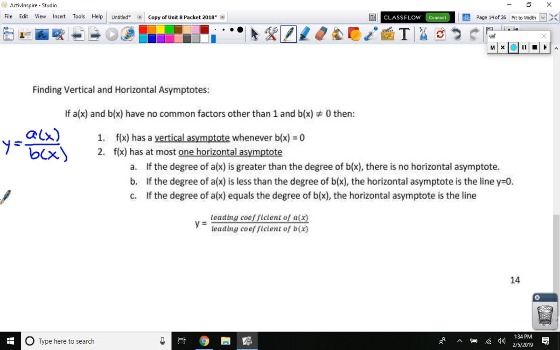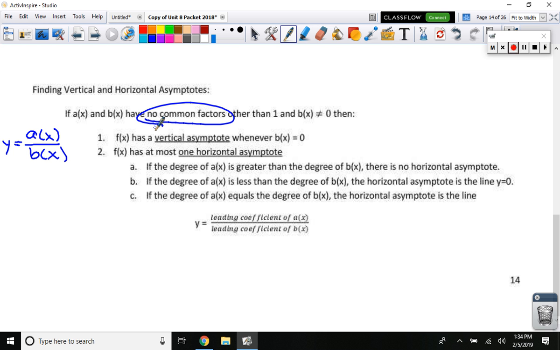So whatever x values make b of x equal to 0, as long as they don't cancel out, right? As long as there's no common factors like we had last night, then those end up being vertical asymptotes. You okay there? All right, what are your rules to find horizontal asymptotes?